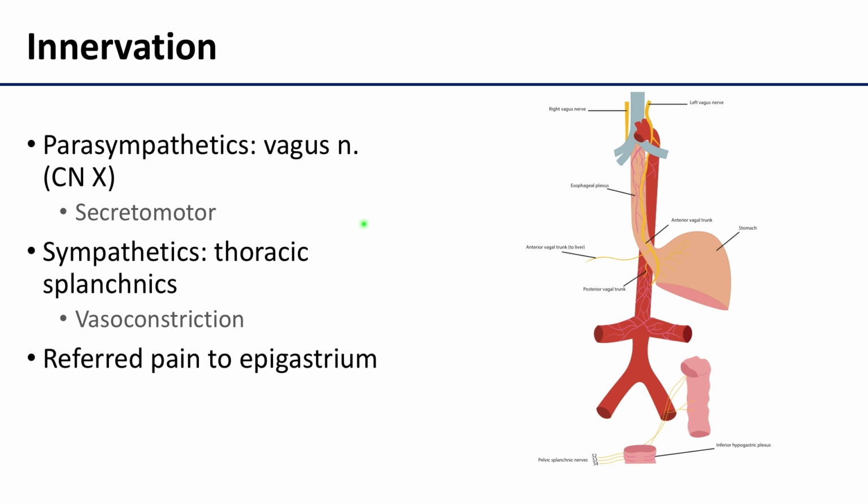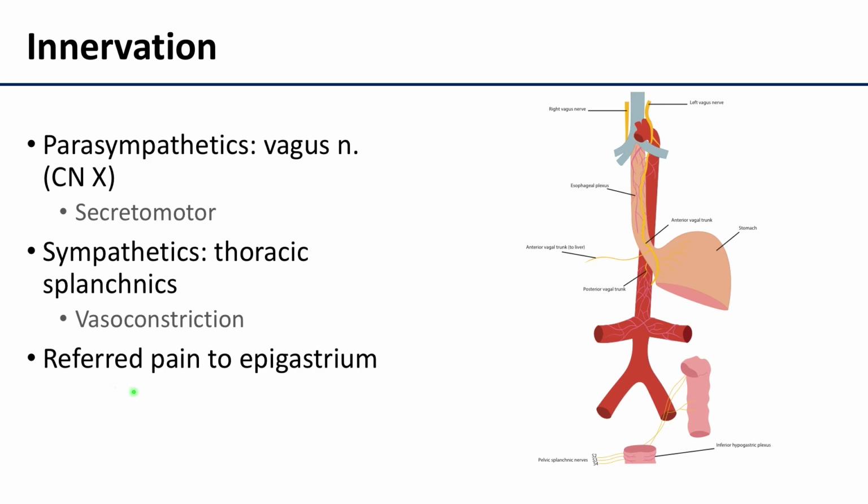Lastly, we can't forget innervation. Like most of the viscera in this area, the pancreas has both parasympathetic innervation derived from the vagus nerves, as well as sympathetic innervation from those thoracic splanchnics, particularly the greater splanchnic and the lesser splanchnic. And as in most of the functions, parasympathetics are going to be secretomotor, and sympathetics will be vasoconstrictors in terms of the vasculature associated with the pancreas.